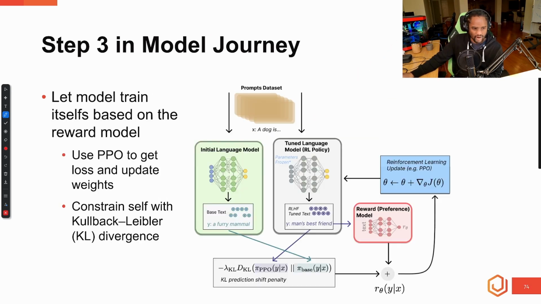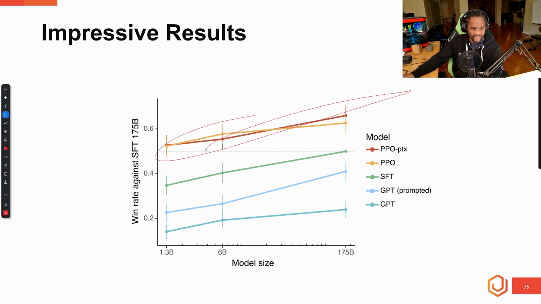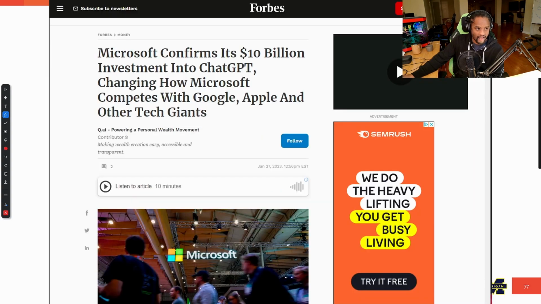How did GPT work? What's the magic? SFT, that's supervised fine-tuning. PPO, proximal policy optimization. PPO, PTX, customization on that. That's how we got all these wins. This is GPT-3. This is ChatGPT, actually, literally the ChatGPT paper. And then that's this deck.